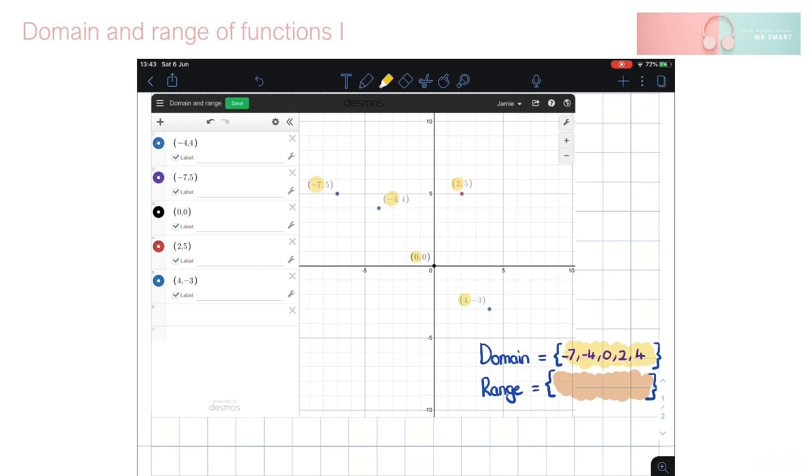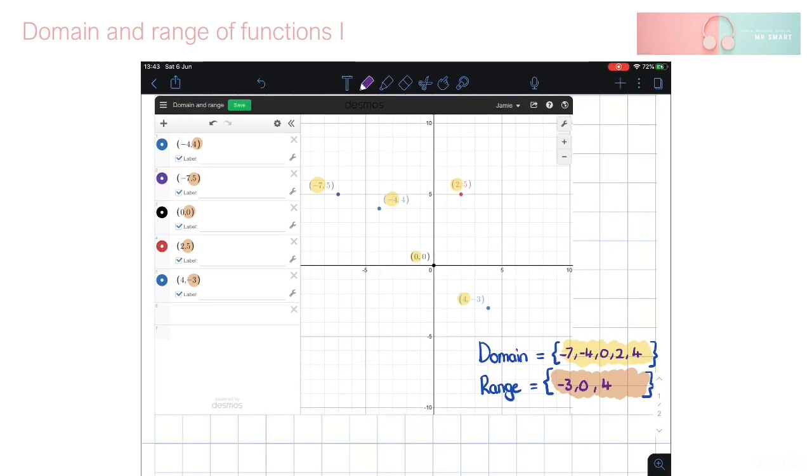For the range, let's have a look at the y coordinates. Let's do that on the list. We've got 4, 5, 0, 5 and -3. Again, we have a number written twice. We don't need to write 5 twice. My smallest number is -3. Then we have a 0, we have a 4 and we have a 5, and that is my range.